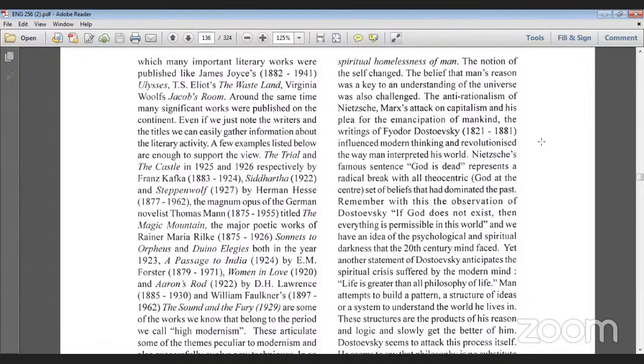So in this line we will see who interpreted after all the influence and thinking. So from this line we understand that Fyodor Dostoevsky, 1821, influenced modern thinking and revolutionized the way man interpreted this world. Okay, Nietzsche's famous sentence: God is dead. Now this man says that God does not exist, God is dead. Now how he has described it in his characters represents a radical break, he says God is not there in this period, in my time. So such a description represents a radical break with all theocentric belief, God at the center.